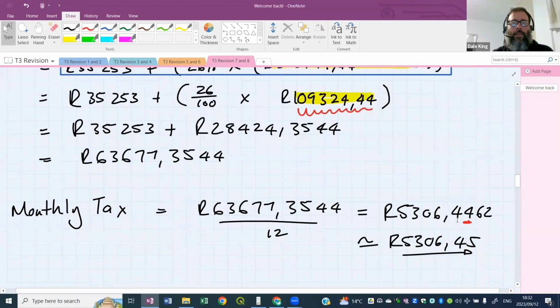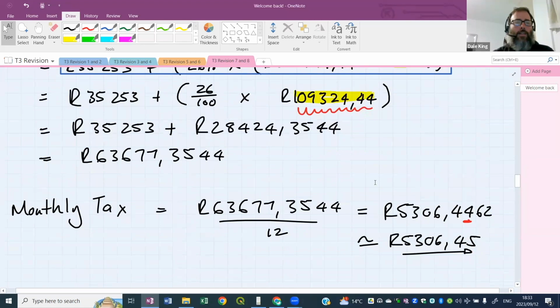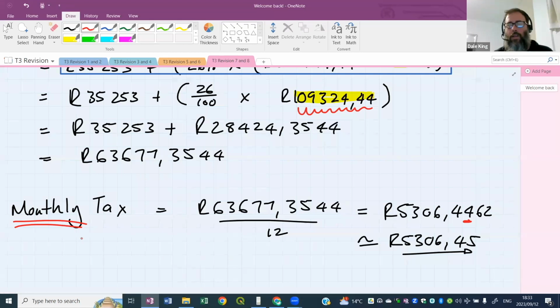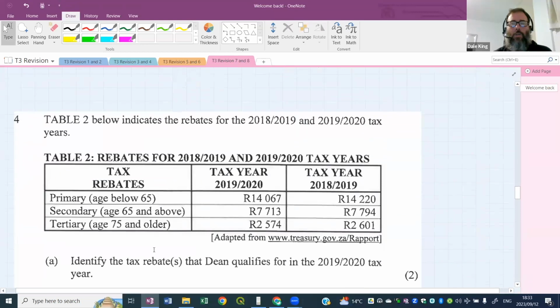Nice and easy to work out a monthly tax. Now, please remember, this is the only way they're going to trick you. We were given an annual tax value. They wanted to work out a monthly tax value. Be careful of that. So in tax tables, look to see, are we working monthly or annually? It's usually monthly, but be careful. They can try and trick you. All right. Next question.